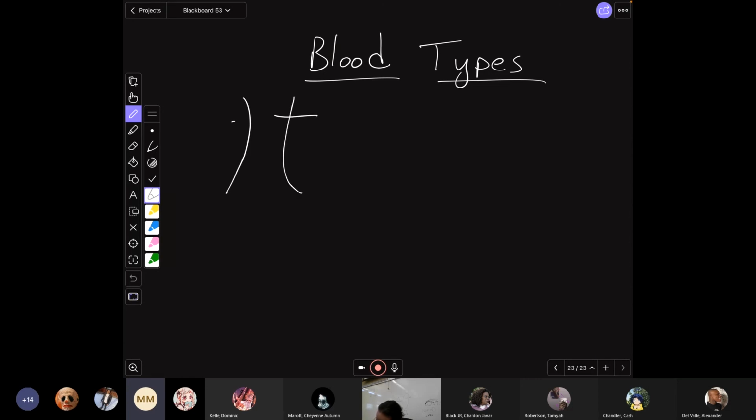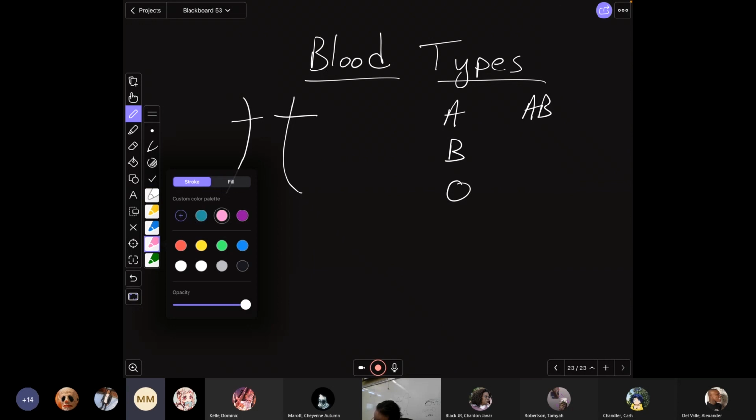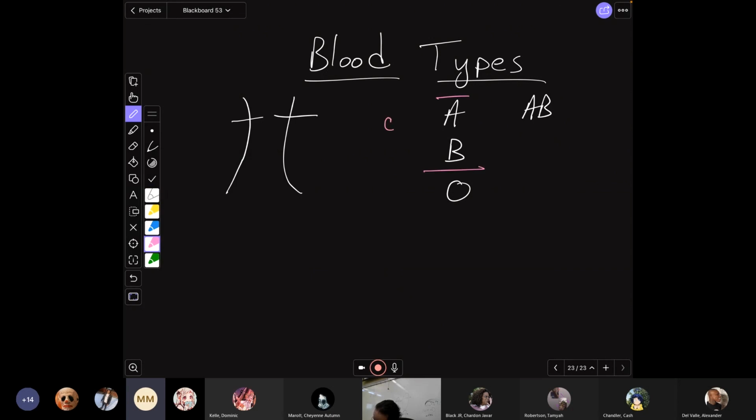You can have A, B, or you can have O. The A can be A, AB. It can be AO, which is A. And so A and B are codominant. A and B are codominant.